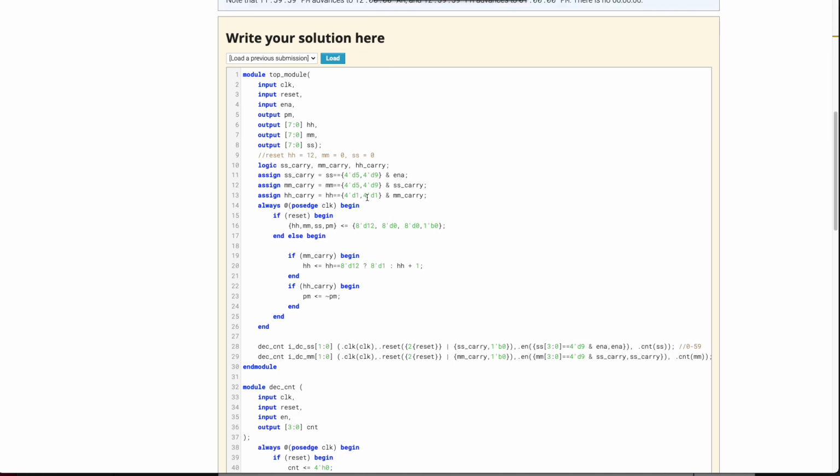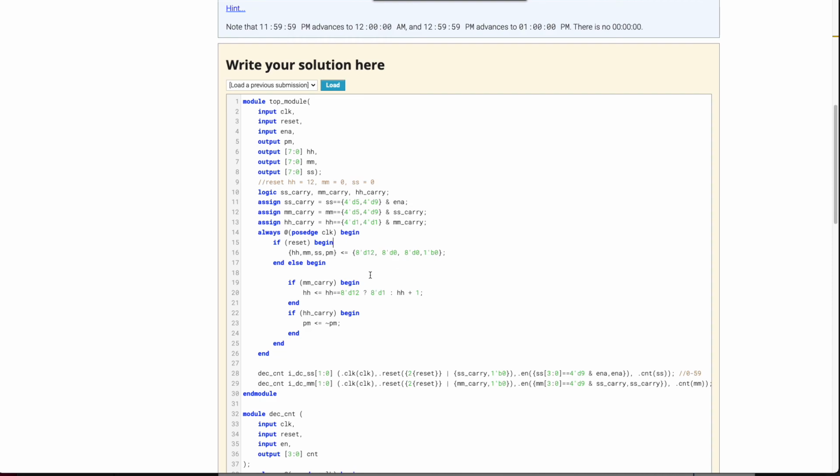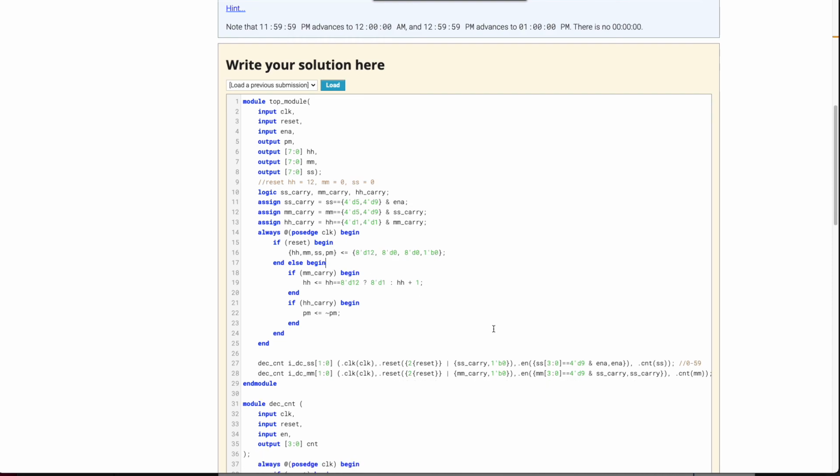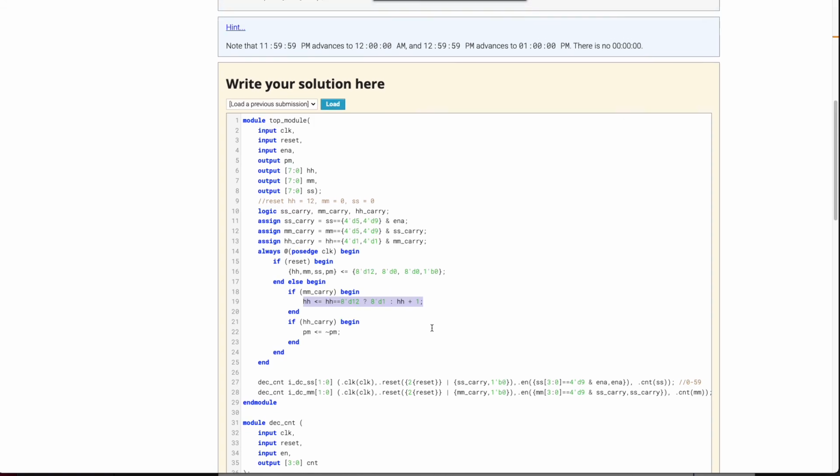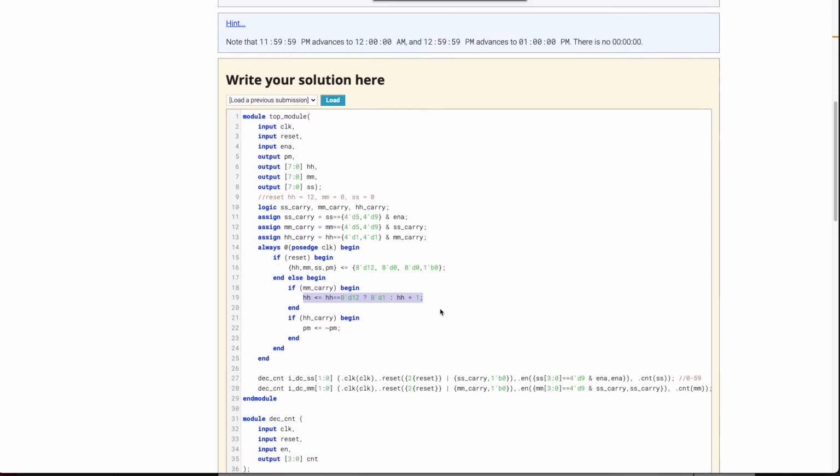Lastly, we have this hour carry. So carry says we're turning over a new hour. So whenever we turn over a new hour, we do this. The hour is tricky because it's not a 0 to 9 counter, it's a 1 to 12 counter. So let's just do like 1 to 9.